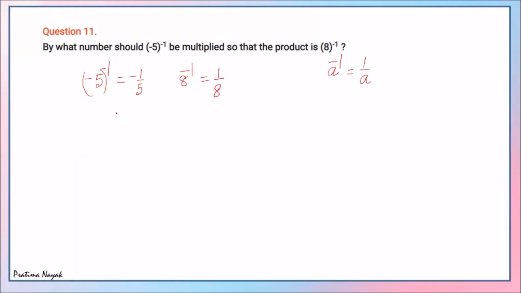Now the question is, what should be multiplied with minus 1 by 5 to get 1 by 8? So what do we do? We divide 1 by 8 by minus 1 by 5. And you have done division of rational numbers. So the reciprocal is multiplied. When I write the reciprocal, I'll keep the negative in the numerator. So what is the answer? The answer is minus 5 by 8. So this finishes your question number 11.